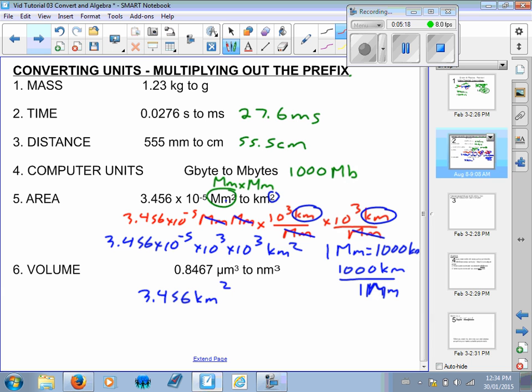Next, I'd like you to try this one and see what you get for an answer. All right, I'm going to do this one quickly in my head and see if I get it right. You guys can check me. Micrometers and nanometers, that's a factor of 1,000. So we're going from a bigger to a smaller unit, so it's going to be dividing by 1,000 3 times. Yeah. So it's going to be 0.8467 divided by 1,000, so divided by a billion. Sorry, 10 to the power of 9.